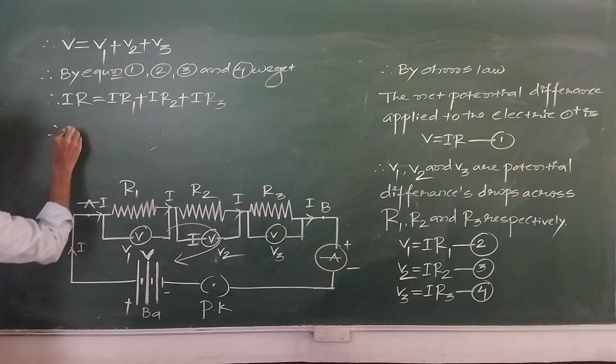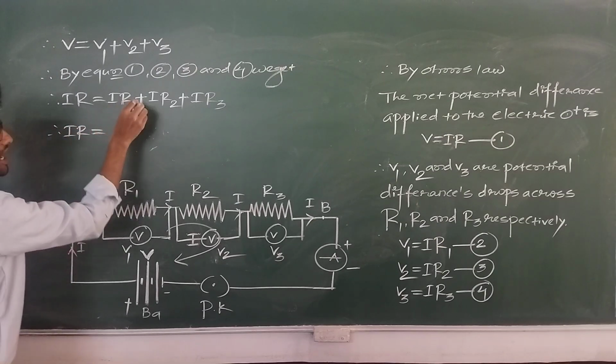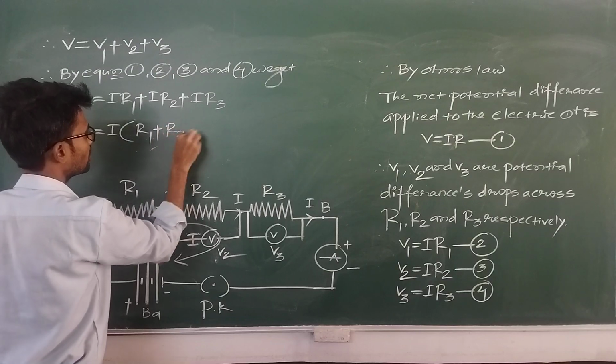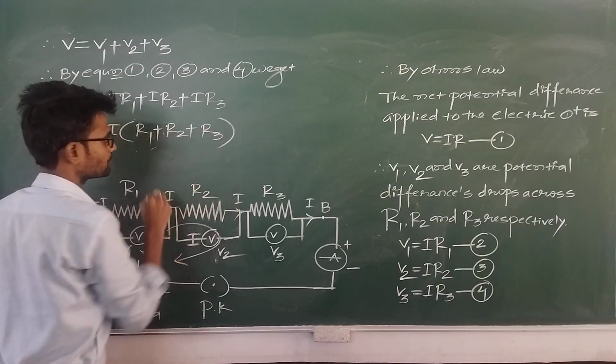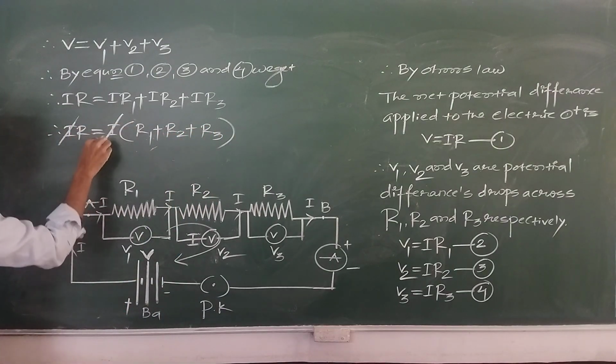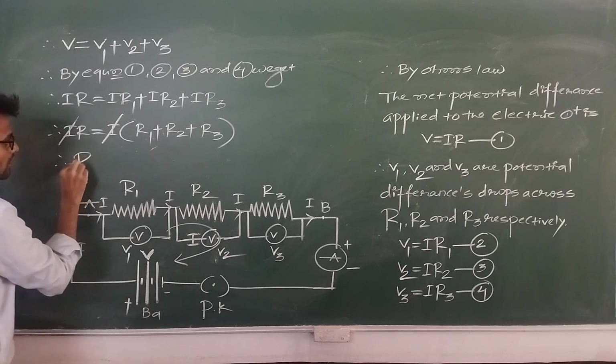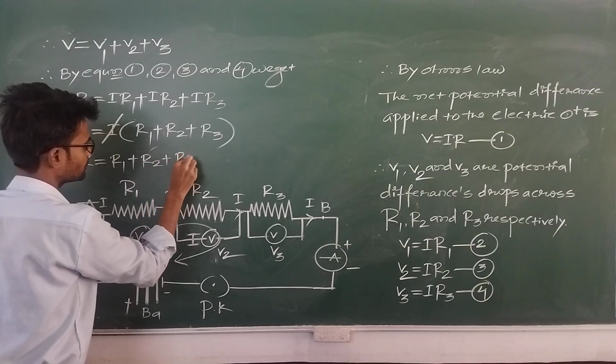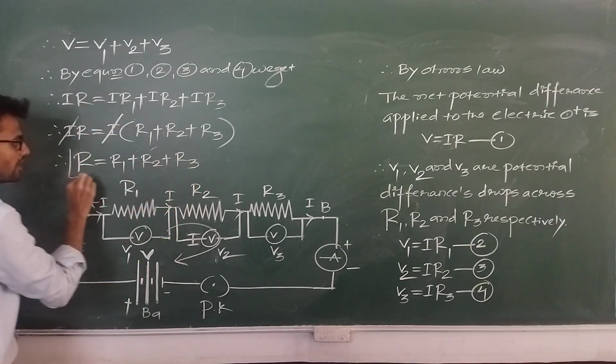So therefore IR is equal to, in this I is common, inside the bracket I will write R1 plus R2 plus R3. Now this I gets cancelled. So therefore R equals R1 plus R2 plus R3. This formula is very important.